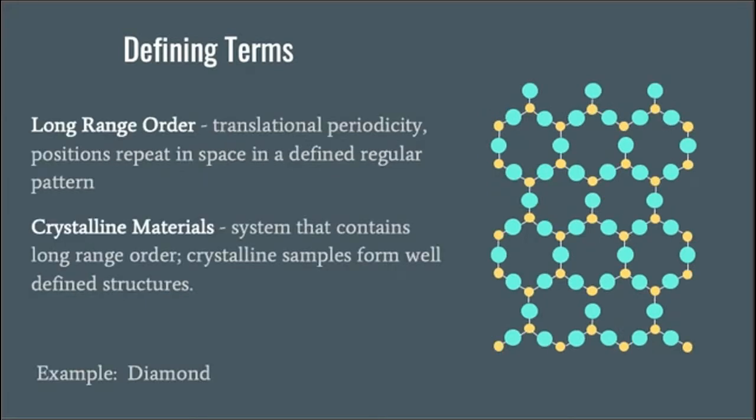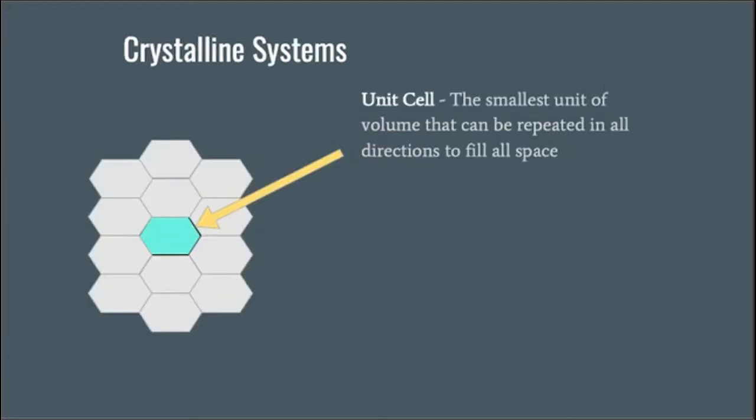On the other hand, a material that has translational periodicity and long-range order is a crystalline material. One example of a crystalline material is diamond. In crystalline materials, a unit cell is defined by the smallest unit of volume that, when repeated in all directions, fills all space. For example, if we were tiling our kitchen, this hexagon would be our unit cell, and we could fill our entire kitchen by translating this unit cell in all directions.